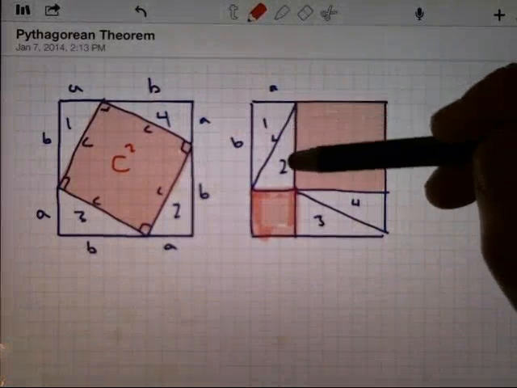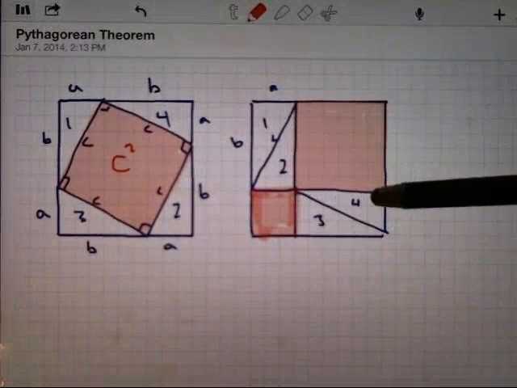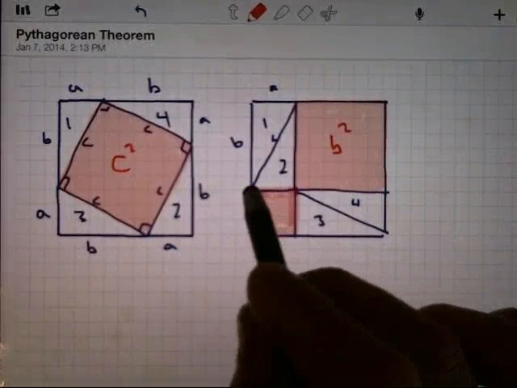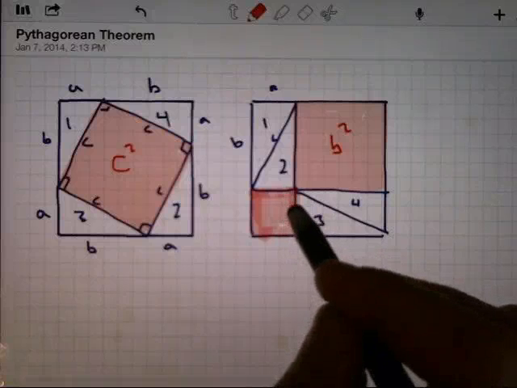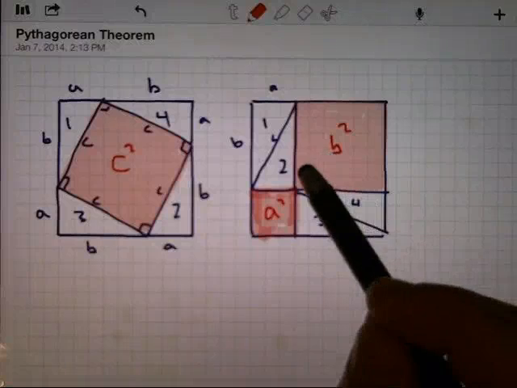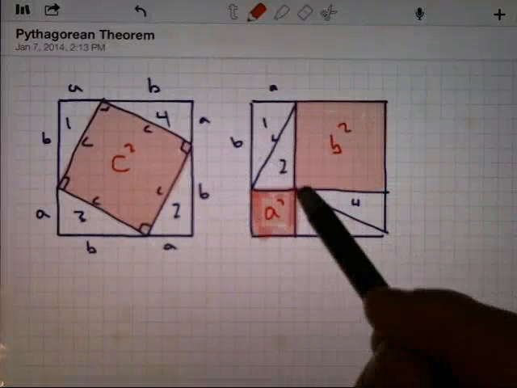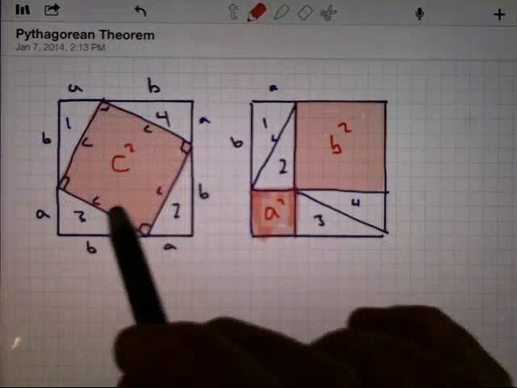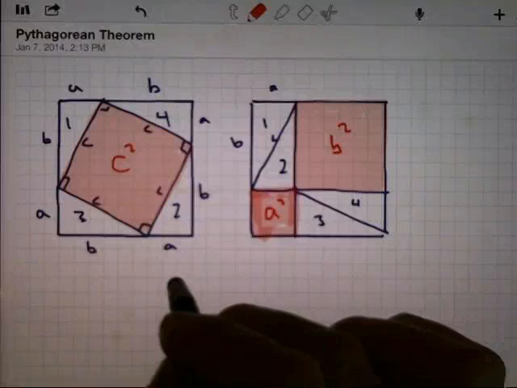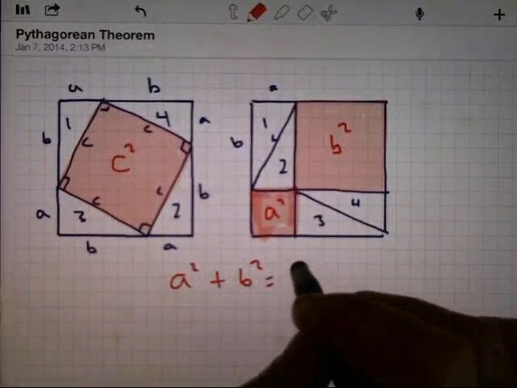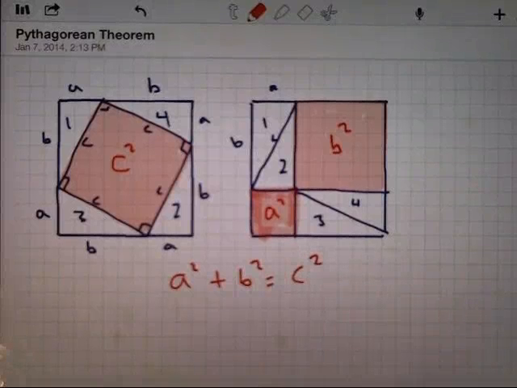I see a side length of B here and a side length of B there, so this area is B squared. Likewise, there's a side length of A here and a side length of A there, so this area is A squared. The total minus 4 triangles was A squared plus B squared. The total minus the same 4 triangles over here is C squared. So we must have that the area A squared plus the area B squared is the area C squared. Right. There's the proof by picture of the Pythagorean theorem.